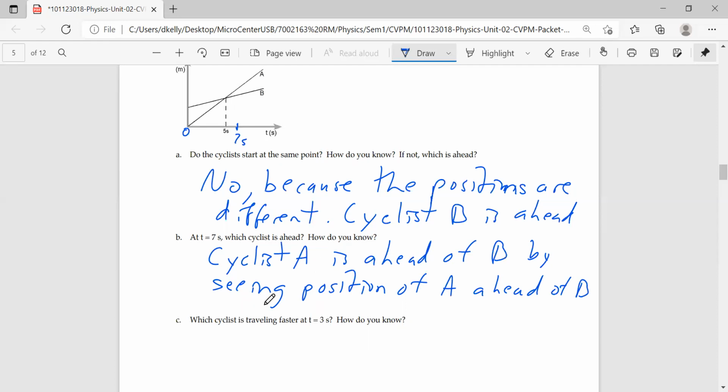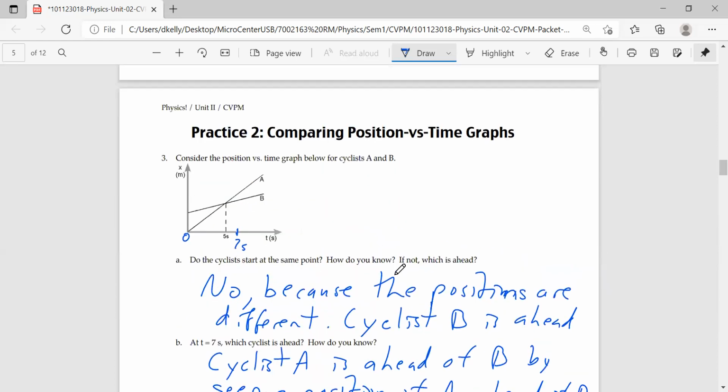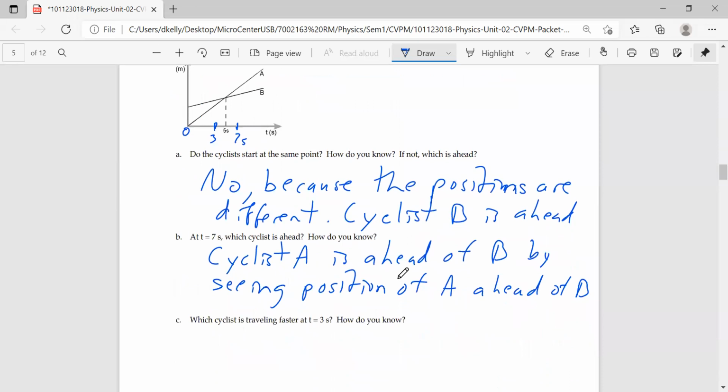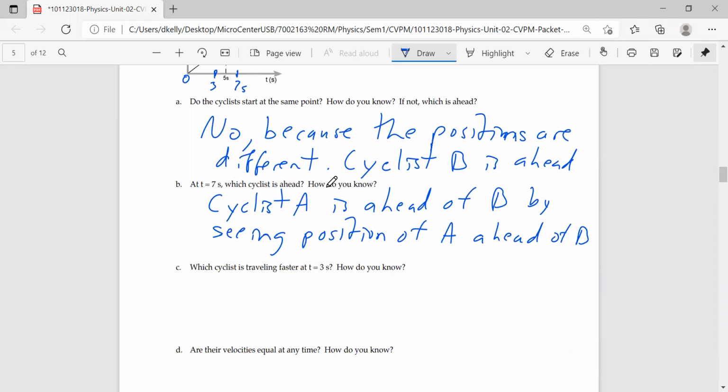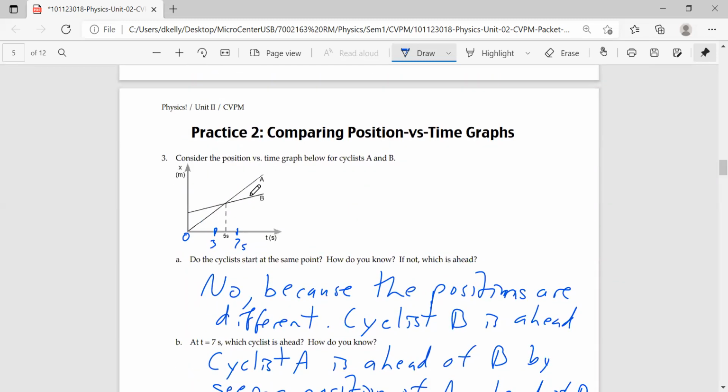Now, which cyclist is traveling faster at 3 seconds? How do you know? That's why I introduced that definition of slope of a position time graph. The slope of a position time graph is the average velocity. Here's 3 seconds arbitrarily, it doesn't matter, we know it's somewhere before this. We can clearly see that the slope of A is greater than the slope of B. Therefore, the velocity of A is greater than the velocity of B. That means that cyclist A is traveling faster than B.